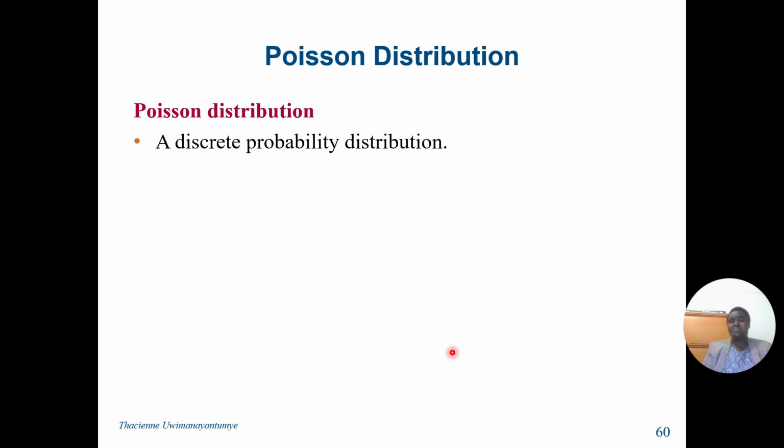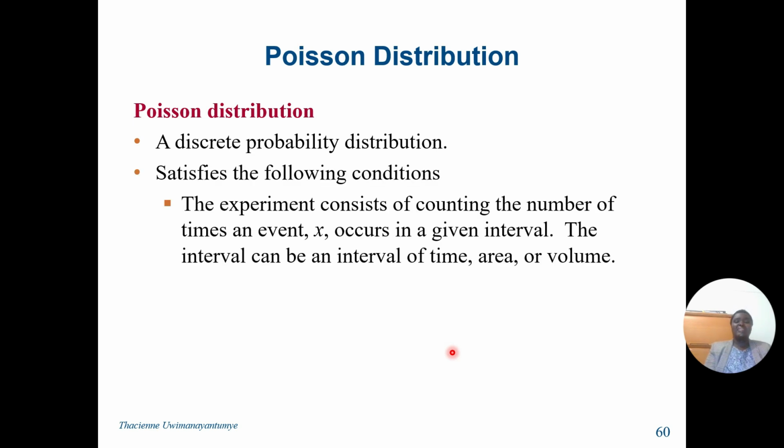So then the next probability distribution that I want you to know is the Poisson distribution. What is the Poisson distribution? It is also a discrete probability distribution, and it satisfies the following conditions. First, the experiment consists of counting the number of times an event x occurs in a given interval. So now we have a given interval and we have to count the number of successes that we had in that given interval. The interval can be an interval of time or an area or a volume.